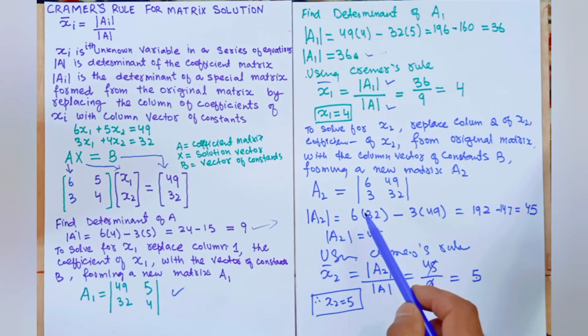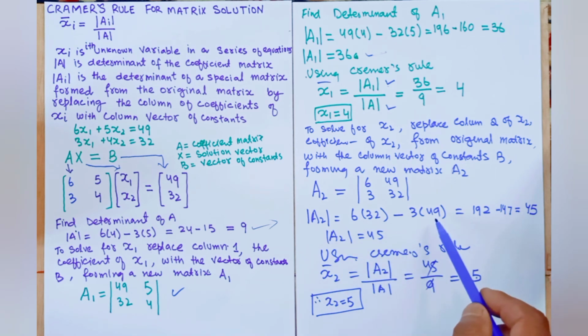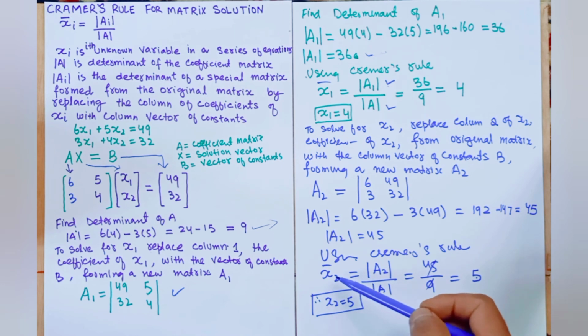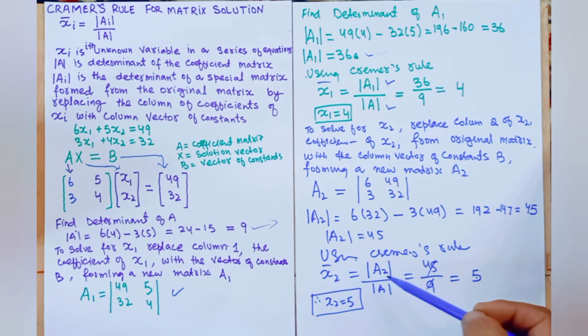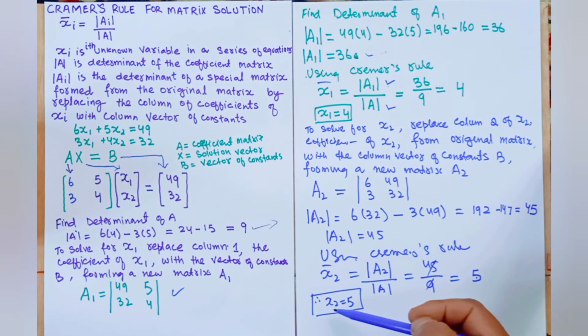Now, finding the determinant of the new matrix, that is A2, we got 45. Again using Cramer's rule and solving for x2, x2 is equal to the determinant of the new matrix divided by the determinant of the original matrix. So this is 45 divided by 9, which is equal to 5, and the value of x2 is 5. So this was all about Cramer's rule.